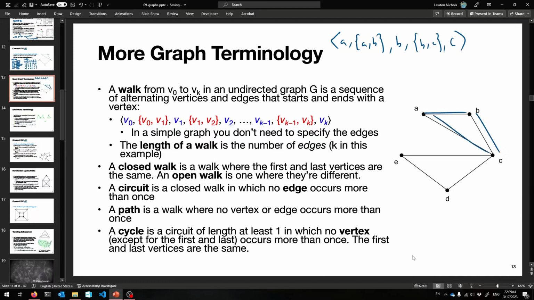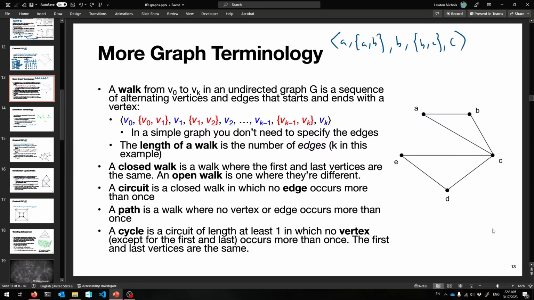Let me see if I can come up with a circuit that is not a cycle. No edge occurs more than once. I think you'd have to get into parallel edges. That would get a little weird, like AC back to CA. Following those two parallel edges would have been, I believe, a circuit, because you followed edges. You didn't follow each edge twice or something. You just followed two separate edges along the same path. That would have been a circuit, but let's see here. No, I guess it would have been a cycle as well. Darn. I'll have to think about this one.